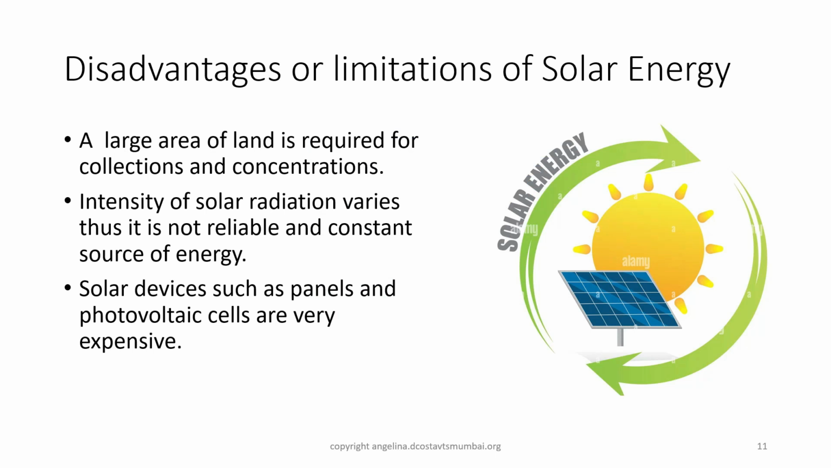Disadvantages or limitations of solar energy. A large area of land is required for collection and concentration. Intensity of solar radiation varies, thus it is not a reliable and constant source of energy. Solar devices such as panels and photovoltaic cells are very expensive.